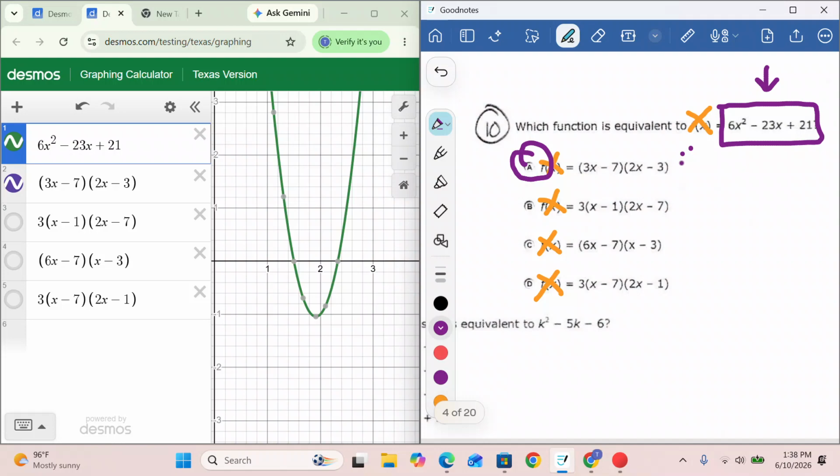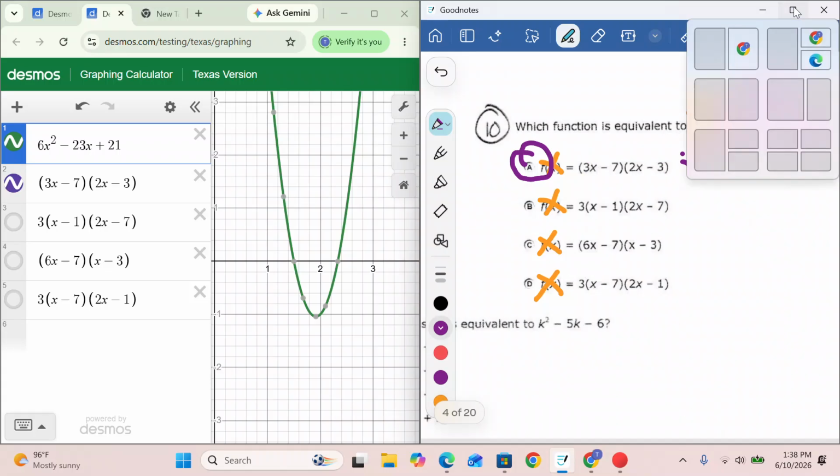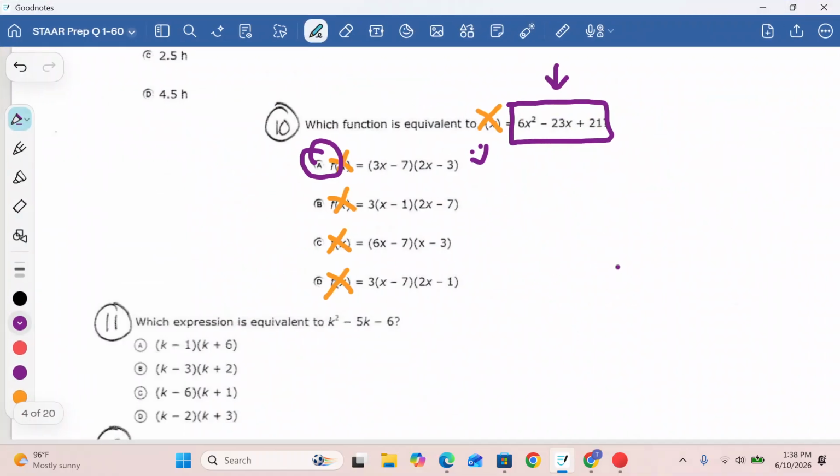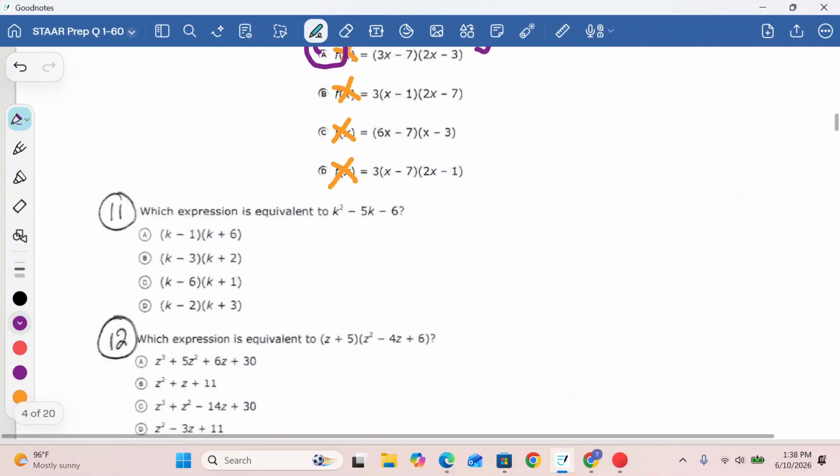Now Desmos is happy. He's happy. Remember, Desmos likes his exes. Only he, because all his exes live in Texas. That's why.